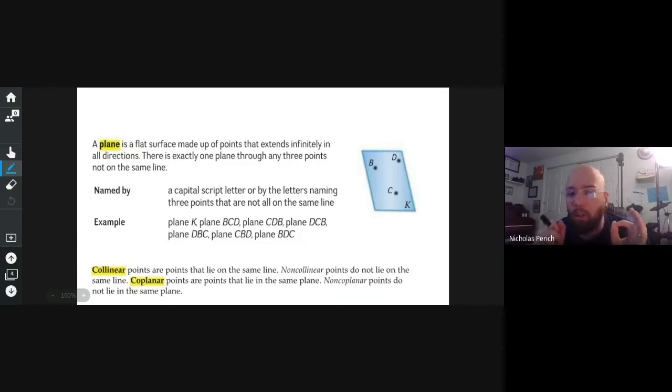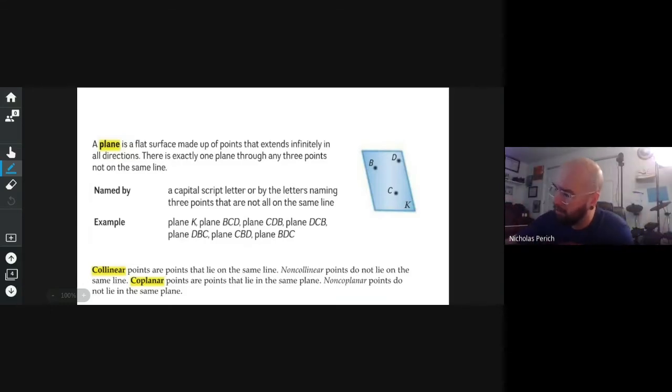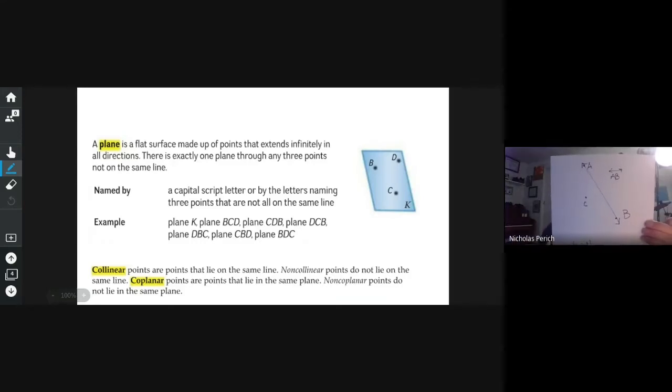Points that live on the same line. So I could say that A and B are collinear. I can't say that A, B, and C are collinear because C doesn't fall on the same line as AB. If I wanted to connect A and C, I can say A and C are collinear. But if that's the case, then B is not collinear to A and C.